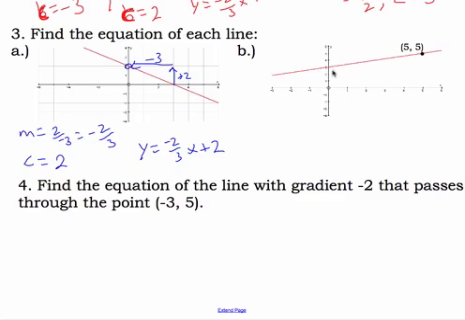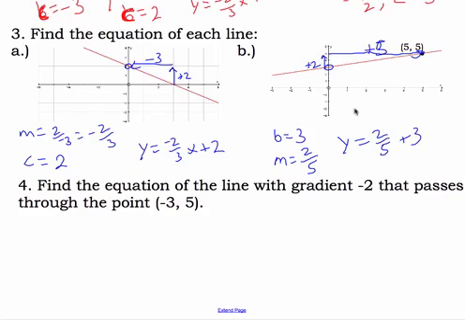In our next example, we can see that the y-intercept is 3 and the slope is, well, we're going to go up 2 from this point and write 5. So our gradient is 2/5. So y equals 2/5 x plus 3 is the equation of the line in slope-intercept form.